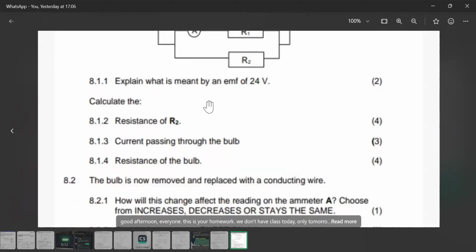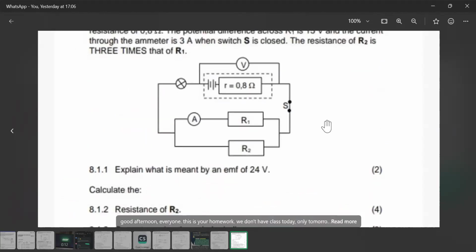Then they say calculate the resistance of R2. Can you please repeat your answer? I didn't hear what you said, sir.